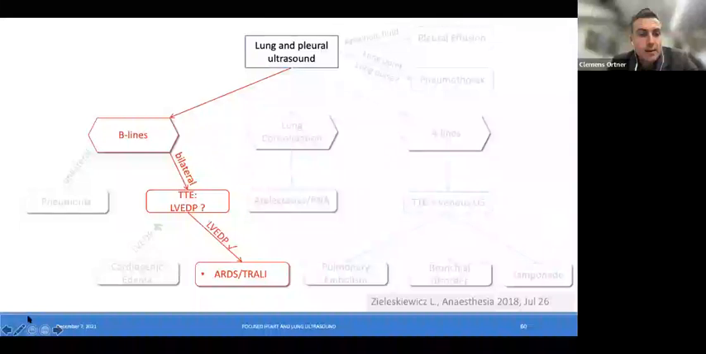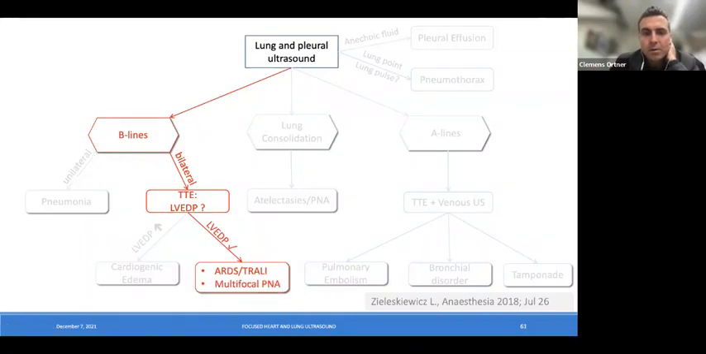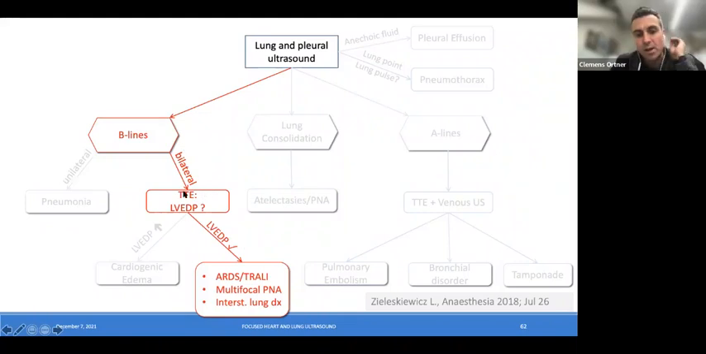Good. So if the left ventricular cardiac function is normal, so if the LV parameters are normal, then this would indicate that if you have a bilateral B-line pattern, this patient has an acute lung injury or ARDS. Or also multifocal pneumonia or interstitial lung disease. Okay, so the point is, when you have a B-line pattern, is it unilateral or is it bilateral? Is it bilateral? Then you have to check, is it cardiogenic or is it non-cardiogenic?